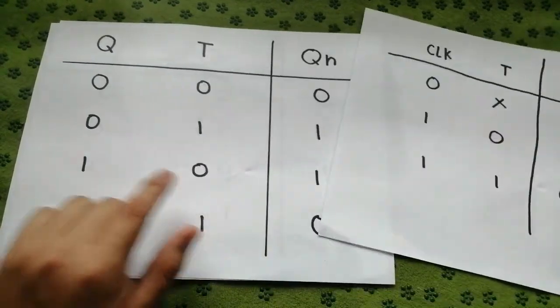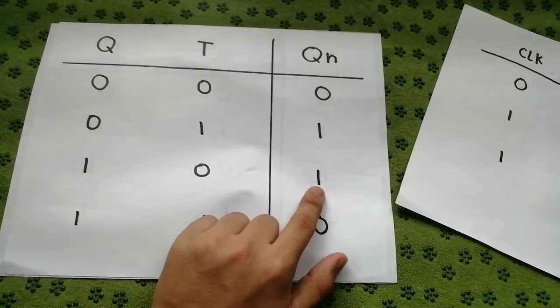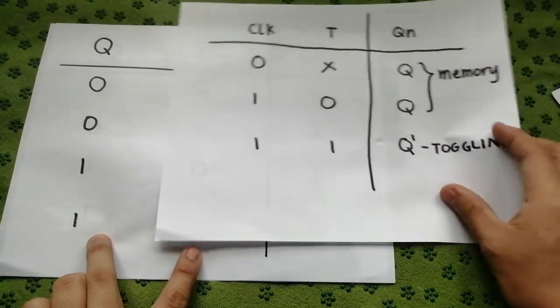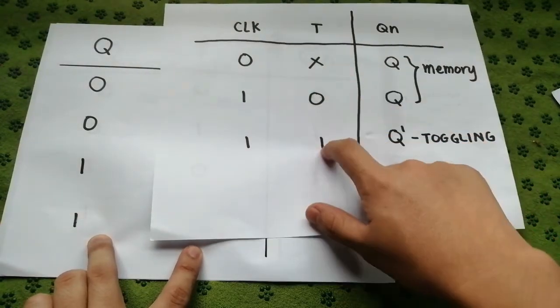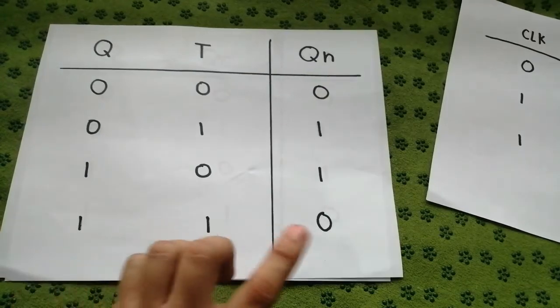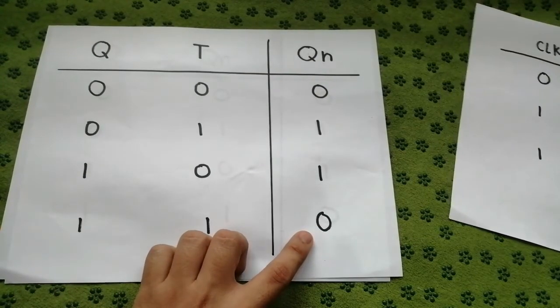So next, if our T is 0, as we can see in our truth table, it will just retain like that, 1. So next, if our T is 1, as we can see in the truth table, it will toggle. So if our output is 1, it becomes 0.